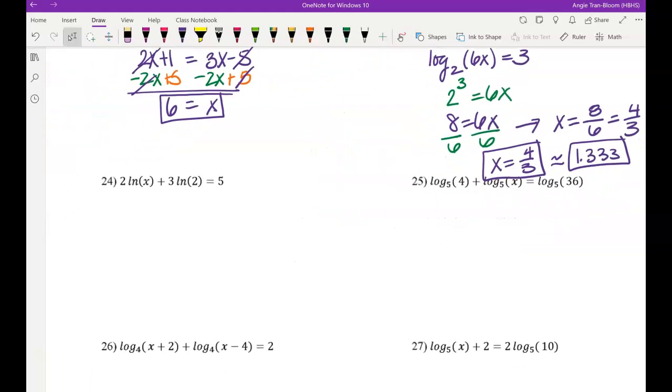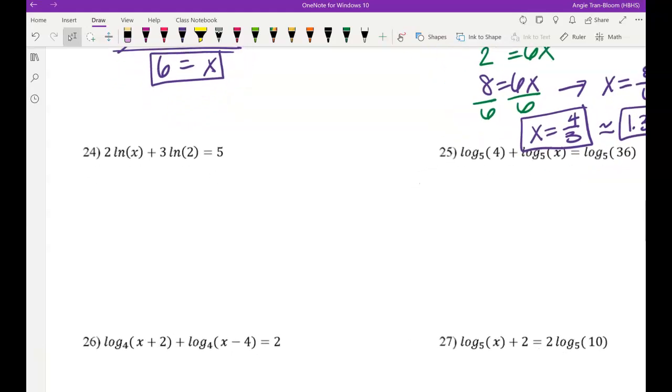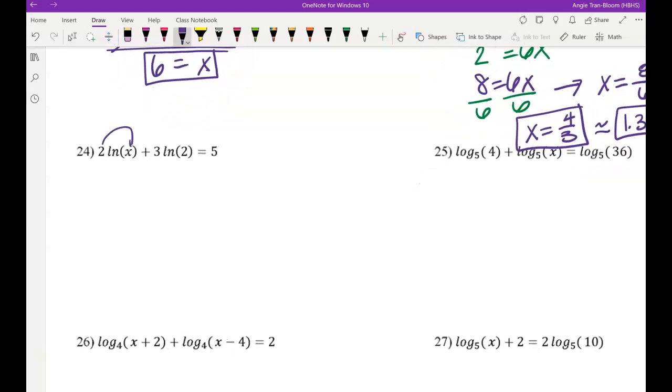Example number 24, very similar, except for example 24 has some coefficients that need to be brought up as a power. So natural log of x squared plus natural log of 2 to the third. So those powers got to go in there first. Then we have an addition of log. So that's going to become a multiplication.